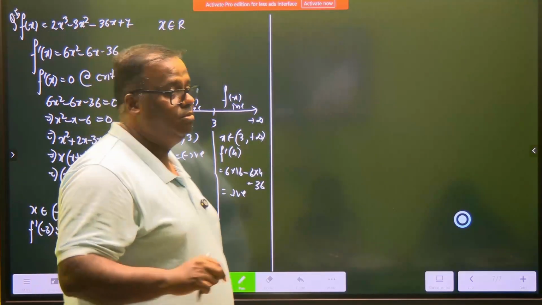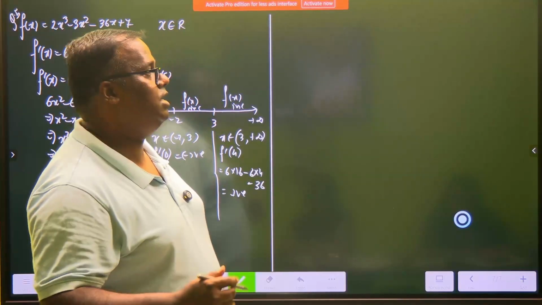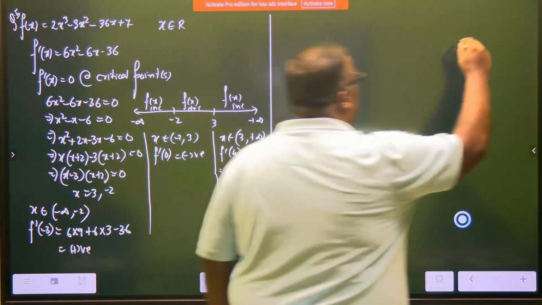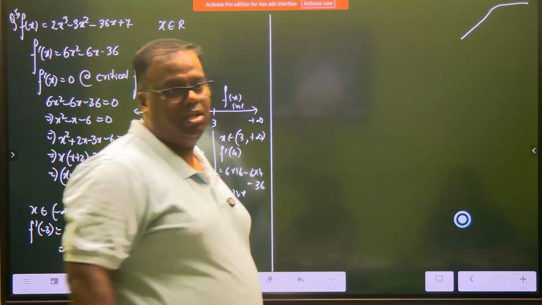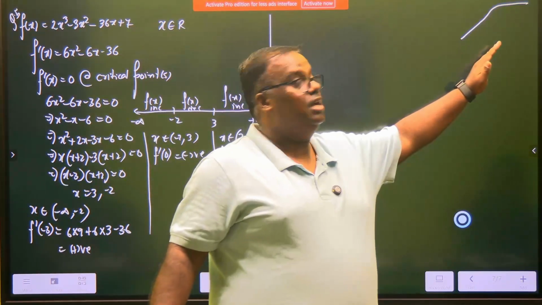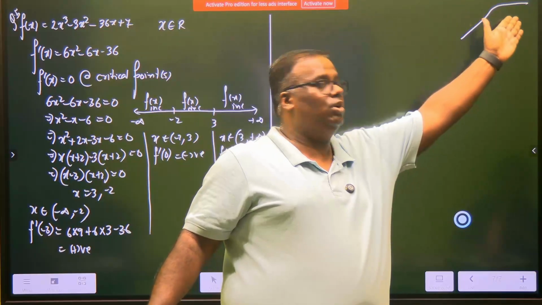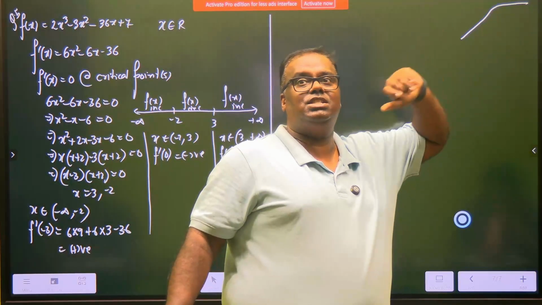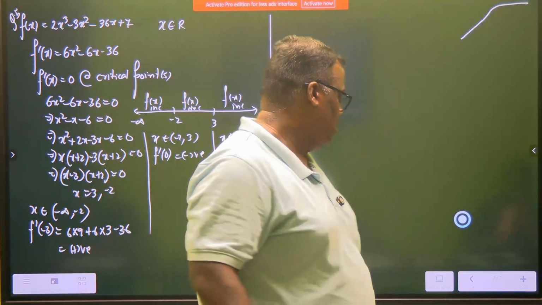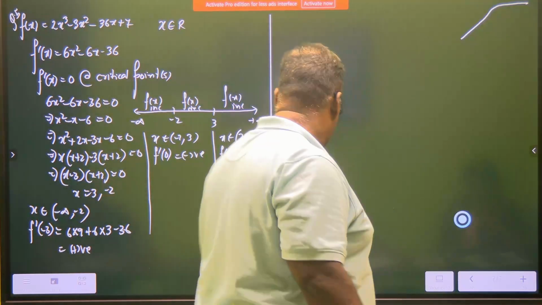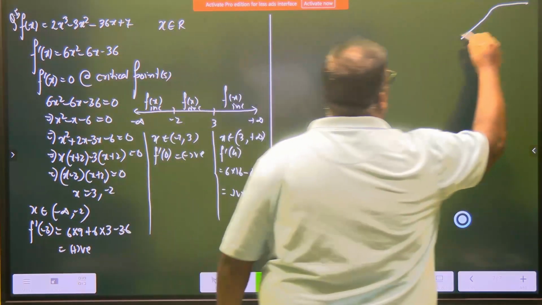Remember, increasing. What is an increasing function? A function which goes like this and becomes flat is also increasing. So f dash x is greater than or equal to 0. But when we say strictly increasing, you cannot have this part. f dash x should be greater than 0. So you need to keep that also in mind.